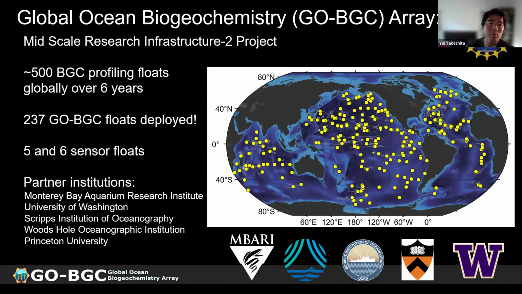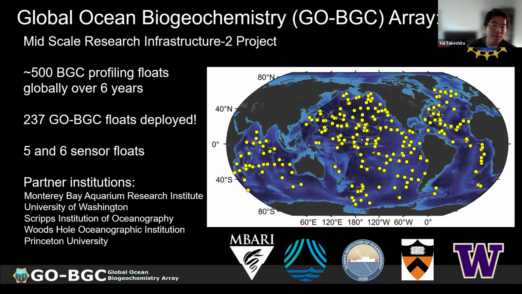The GO-BGC, or the Global Ocean Biogeochemistry Array, is a National Science Foundation funded mid-scale research infrastructure 2 project. It was designed to be the US contribution to the global BGC Argo array. Historically, the US has deployed and maintained half of the Argo array, and half of 1,000 BGC floats is 500 floats. So the GO-BGC project was funded to deploy about 500 BGC profiling floats globally over 6 years. I say approximately 500 because we've had a couple additions, so it's actually a little bit bigger than 500 right now.